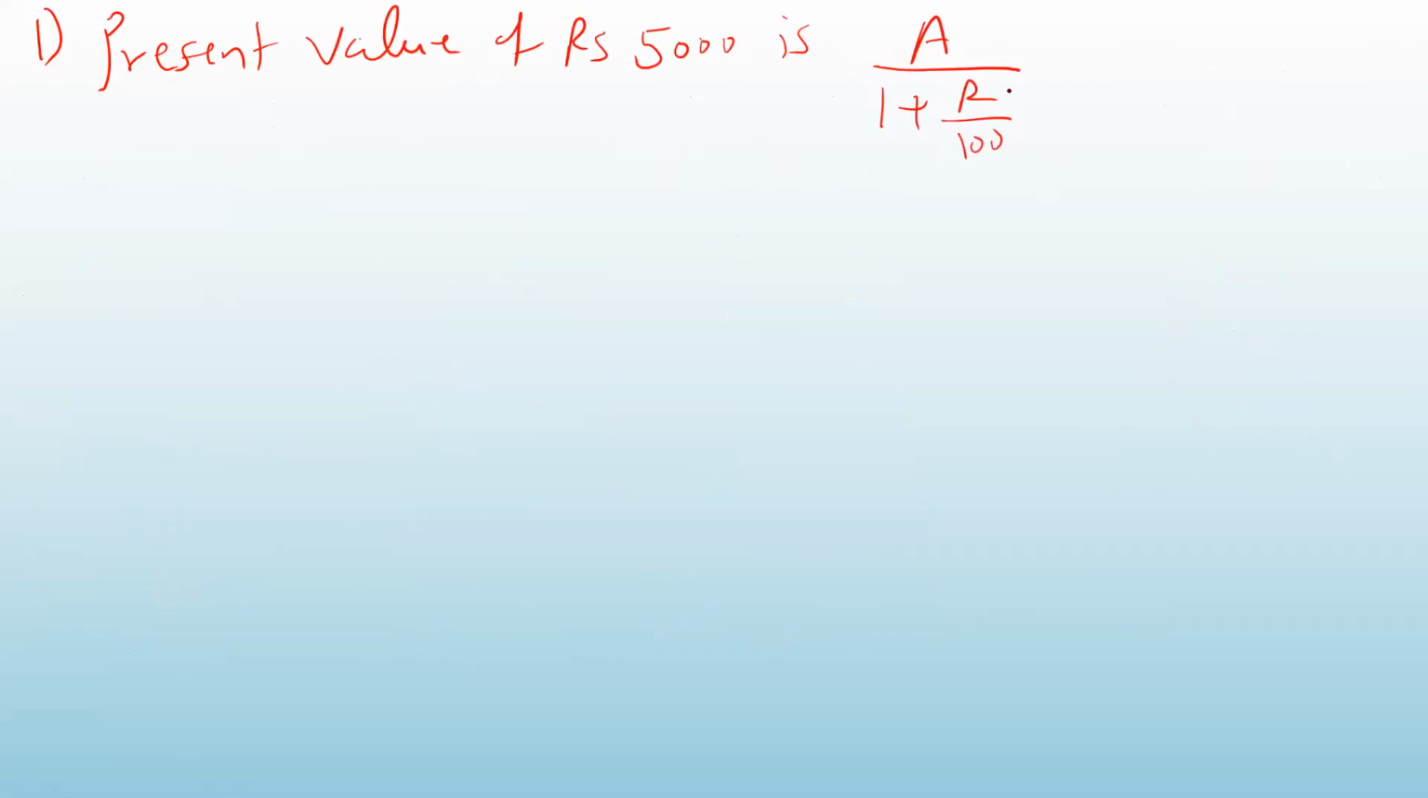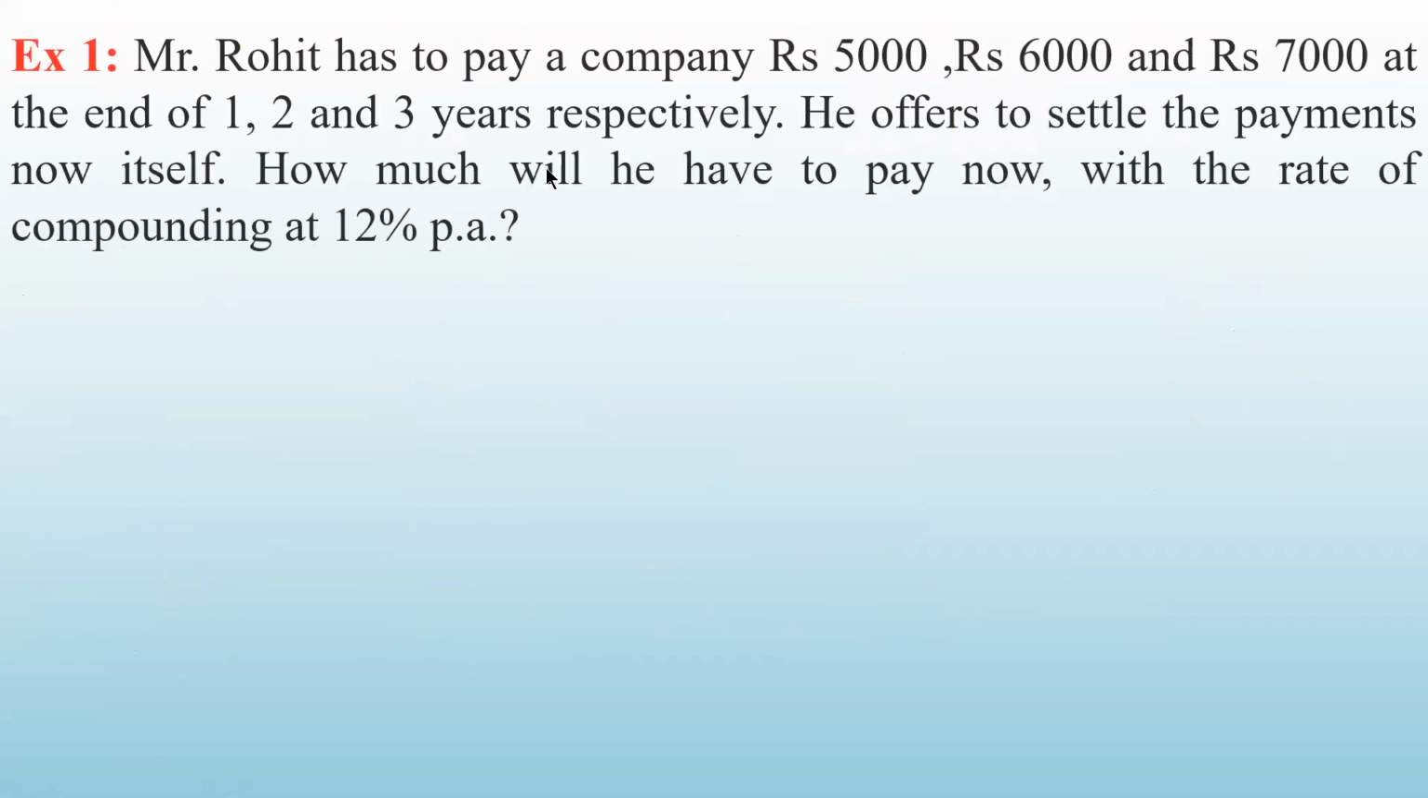So first one, present value of rupees 5,000. The formula to calculate the present value is A divided by (1 plus R upon 100) raised to power n. A is 5,000. You have to find out the present value of 5,000. 1 plus R is how much?